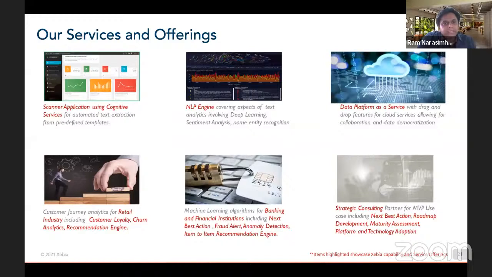NLP engine for building a link between your transactions, customers, and brands. So that is also something that we have done for the banks. Data platform as a service on a multi-cloud environment, on an on-premise environment. We've done that sort of implementation as well. Customer loyalty and churn analytics is something that we do a lot for our existing customers in banks as well. Next best action is something that we've done for a lot of banks at this stage. And there are at least about 3 or 4 other products that we've built for the banks.